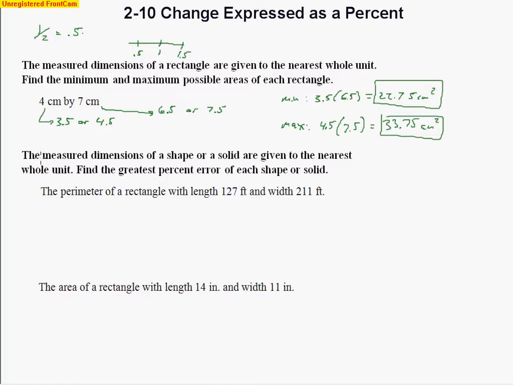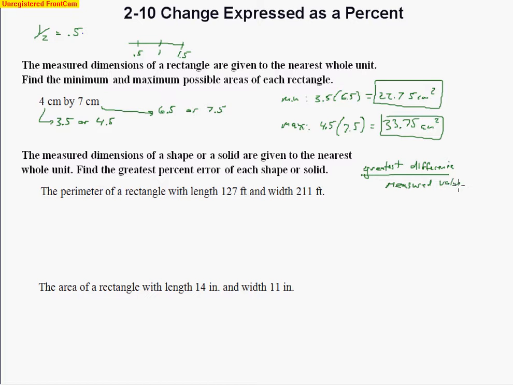The measured dimensions of a shape or solid are given to the nearest whole unit. Find the greatest percent error of each shape. Okay, so now we're doing that percent error. Remember, percent error, when we're setting that up, it is the greatest difference, and so when I'm talking about greatest difference, I'm talking about the minimum or maximum measurement, and we're dividing by the measured value.